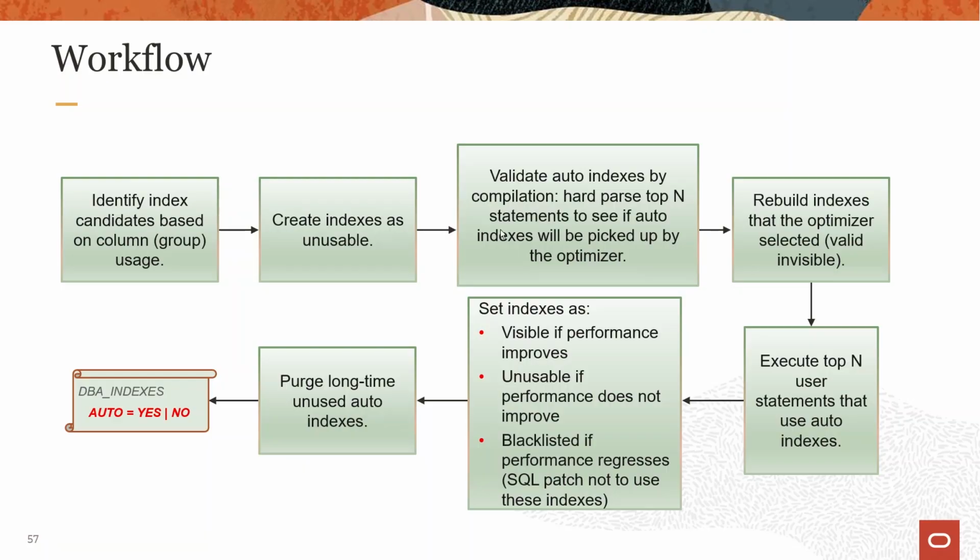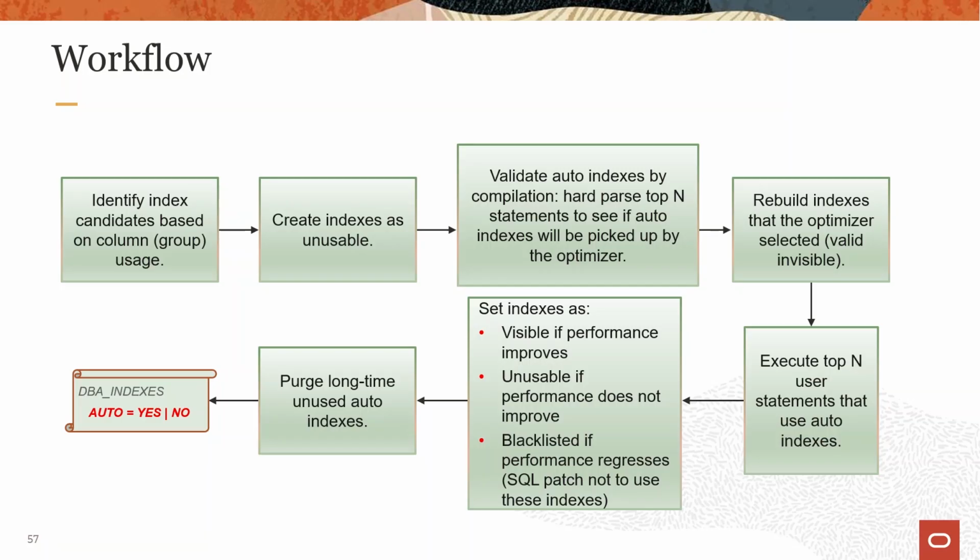Then in the third phase, the automatic indexing task will validate the auto indexes by compilation. It will use the top n past executed user statements to validate if the candidate indexes are worth being built or rebuilt. And this validation consists of two steps: compile to check whether the optimizer would choose the new indexes, plus also execute to check the performance of SQL statements after rebuilding those indexes.